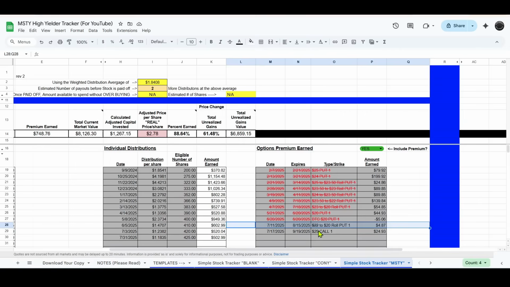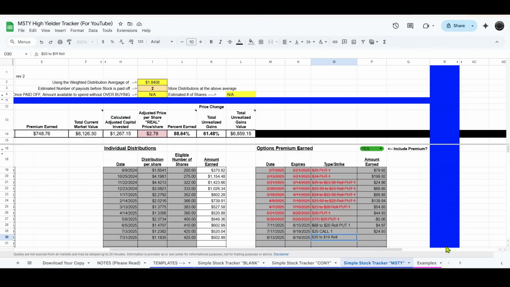As you can see, the one before was $22, right? And then I rolled it to 20, and that was to expire this past Friday. So on 8/13, I rolled that put out to September the 19th, like I had mentioned before. And that put, which was originally 20 bucks, I rolled to the $19 put.